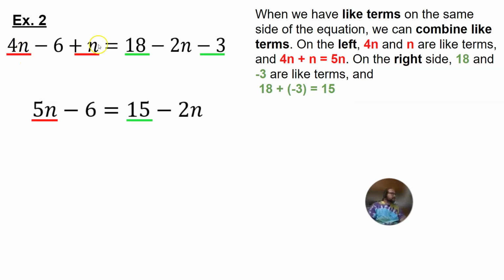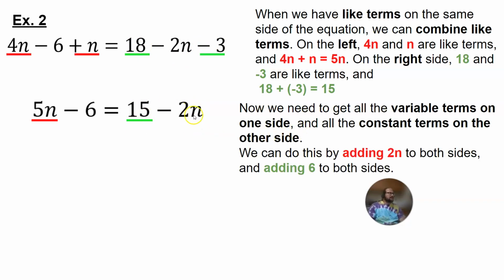like so. So the 4n plus n becomes 5n, so the left side is 5n minus 6. The 18 and the minus 3 make 15, so the right side becomes 15 minus 2n. But we've still got the variable n on both sides. So we need to get all of our variables usually on the left, all of our constants, just numbers, on the right. And we can do this by adding 2n to both sides, because adding 2n will cancel this subtraction of 2n. And adding 6 to both sides, because adding 6 would cancel this minus 6.